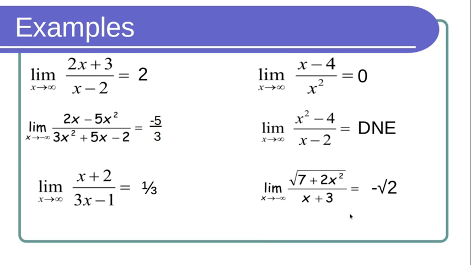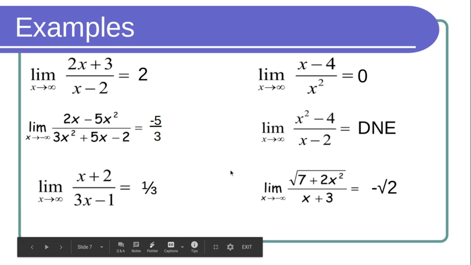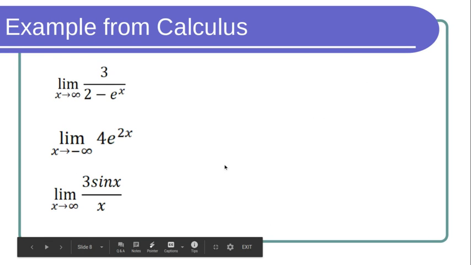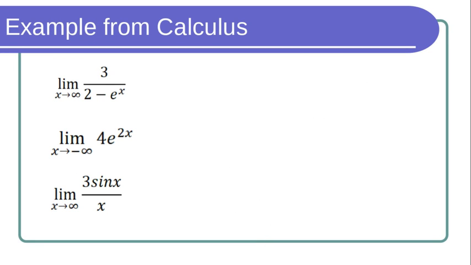Okay, so let's look at some examples that aren't polynomials over polynomials, but are still rational. And these are ones we see from calculus a lot. So for this limit, we've got the limit as x goes to positive infinity. So again, it's a limit at infinity, but we can't do the degree over degree because we have an exponential. So it helps to know what the graph of base e functions look like.